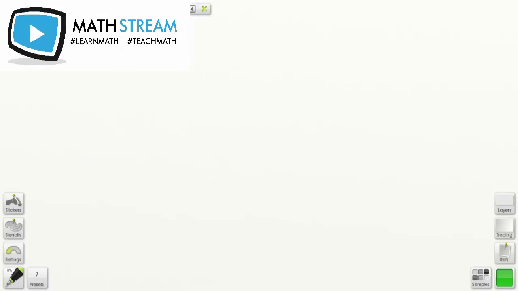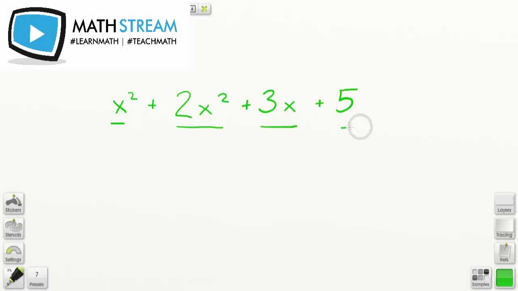All right, let's look at the example of x squared plus 2x squared plus 3x plus 5. So looking at this, I can tell right off the bat that we have a total of 4 terms. 1, 2, 3, 4 terms. And I know that those are separate terms because they're separated from one another using either an addition or a subtraction sign. We don't want to leave that there, but that helps us to visualize there are 4 terms.